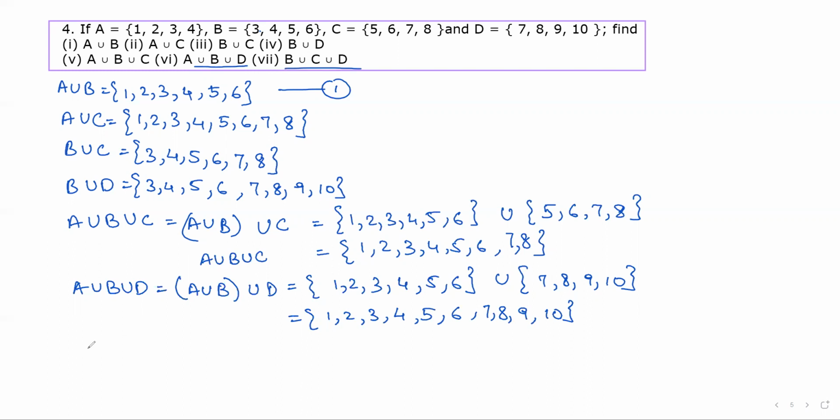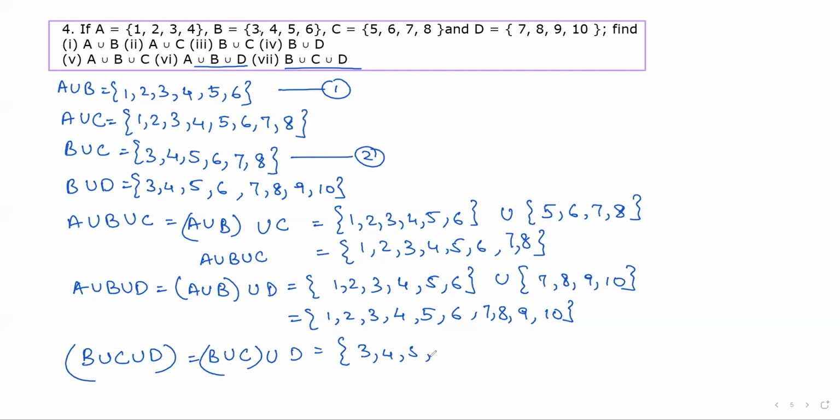B union C union D. So we know that B union C we just calculated. We're uniting it with D. This is B union C: 3, 4, 5, 6, 7, 8. Uniting it with D: 7, 8, 9, 10. So write the first elements as they are, 3, 4, 5, 6.